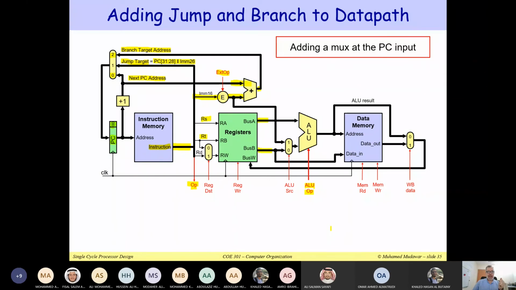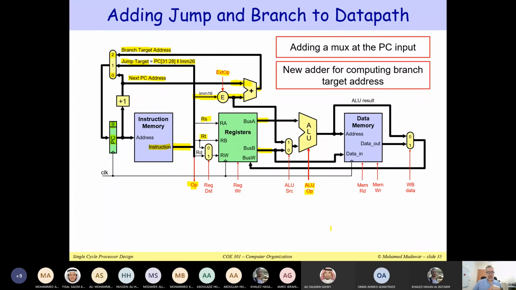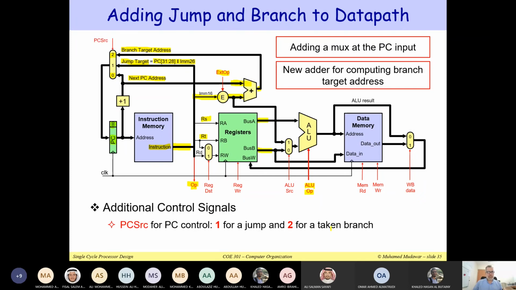Right. So we need to add a multiplexer here at the PC input. Okay, and what do I need also? I need a new adder here for computing the branch target address. This is to support the branch. We need a new adder. I don't really need a separate logic for detecting if they are equal or not. I can just use the same ALU for comparing the value of RS with the value of register RT. So we just use the same ALU.